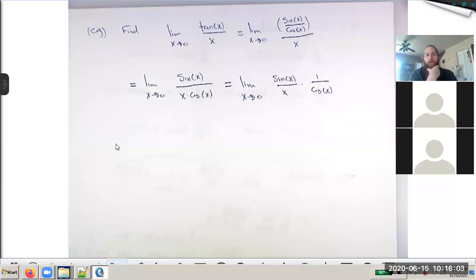And now each of those pieces I know how to handle. The sine x over x piece, while not continuous at 0, it has a hole there, I do know that limit. That's my special geometric limit. And the 1 over cos x limit, it is continuous at 0.